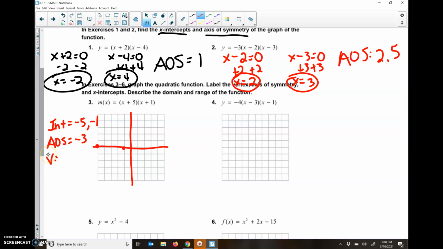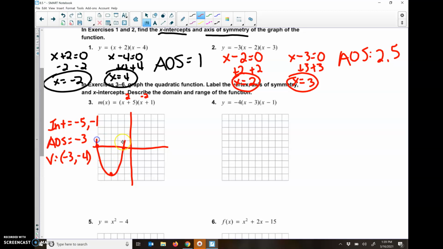Okay, vertex, we have not found this yet. So to find the vertex, we know the axis of symmetry is -3. So we need to plug that -3 into my problem. So -3 is my x. So -3 plus 5, that's 2. -3 plus 1, well, that's -2. And 2 times -2 is -4. So my vertex is then at (-3, -4). So that's going to be 1, 2, 3, 4 right there. So then this is what my graph would look like.